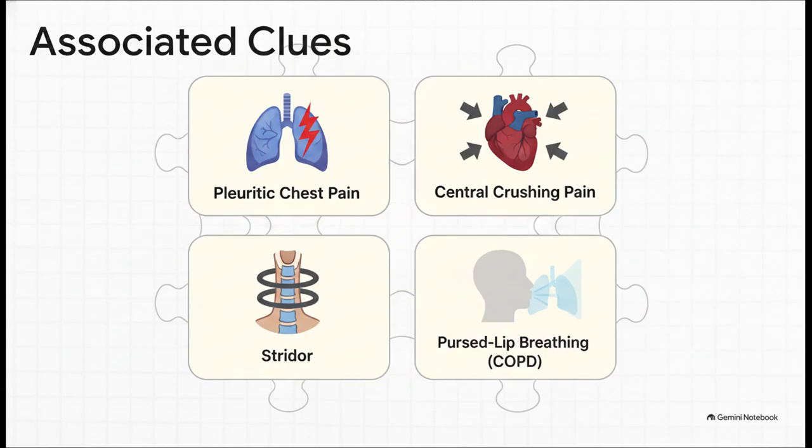Pleuritic chest pain, so pain when taking a breath, suggests pneumonia, a PE, or maybe a rib fracture. Central non-pleuritic crushing pain, that points to a myocardial infarction or a massive PE. Stridor indicates a terrifying emergency upper airway obstruction. And lip pursing with a chronic cough is a classic visible compensation mechanism for COPD. These aren't just random symptoms, guys. They're like giant puzzle pieces.